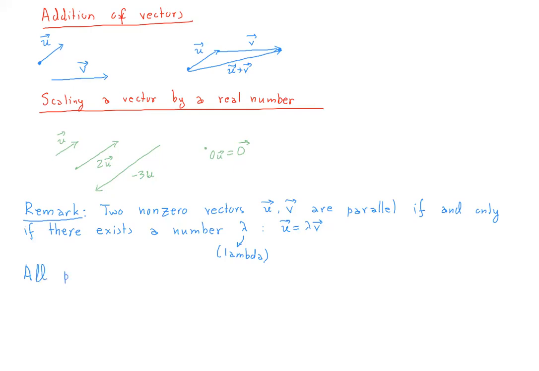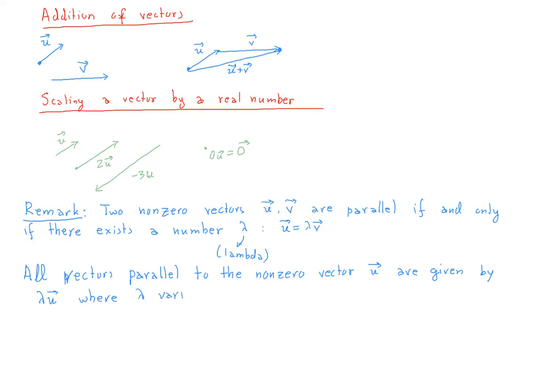all vectors parallel to the non-zero vector u are given by lambda u, where lambda varies over all real numbers.